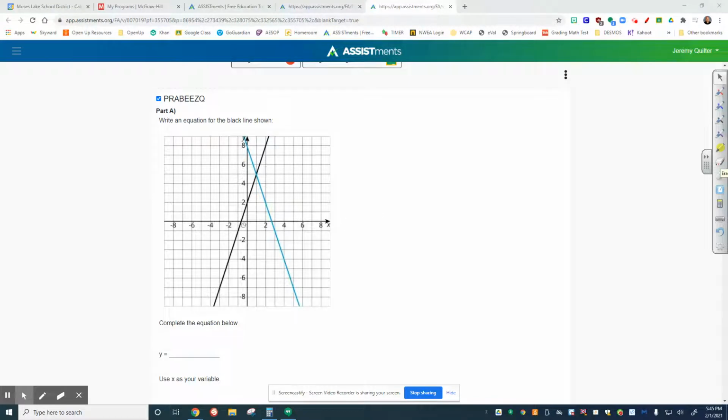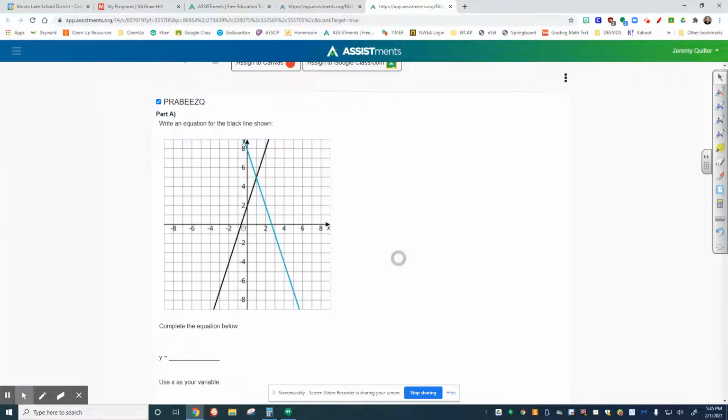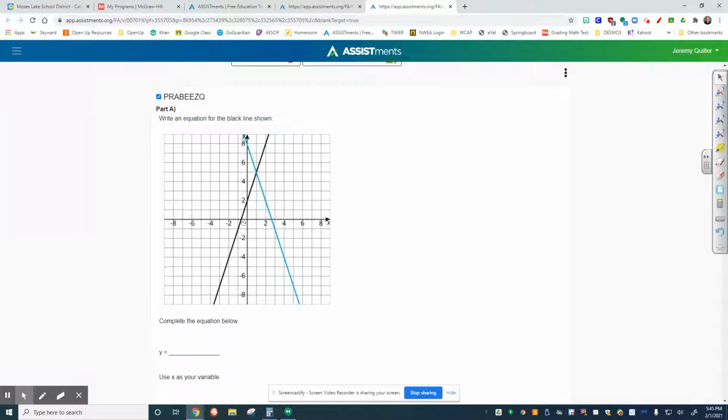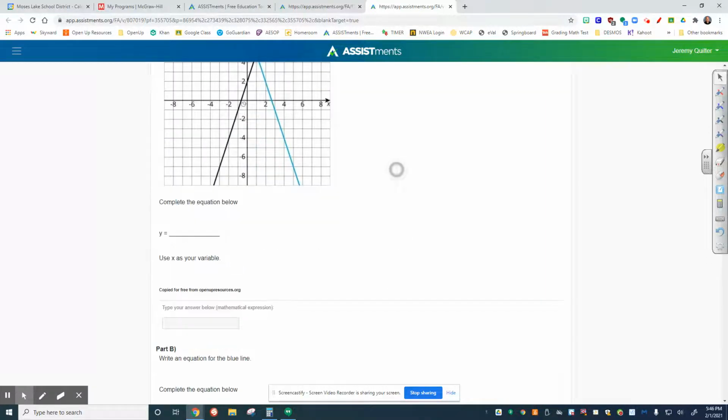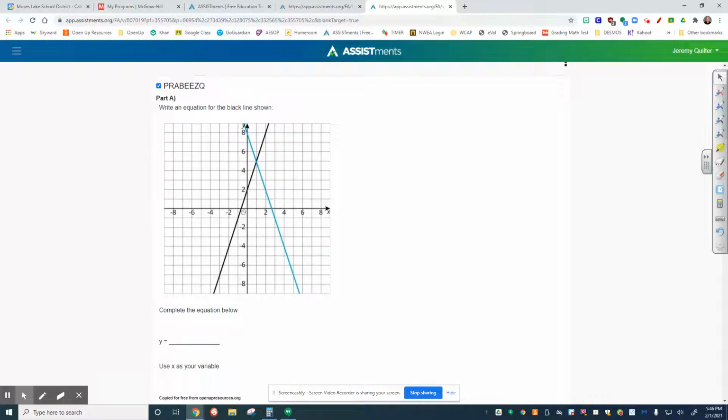This is Unit 4, Lesson 13. As we see right here, solving systems of equations. Now, my screen's going to look just a little bit different than yours because I get to see all of the questions at once. But don't stress too much about that. As we look at this, the first thing we need to do is write an equation for the black line that's shown, and then we're going to write an equation for the blue line that's shown. We need to have both equations because what we're going to do is actually solve for that system of equations.